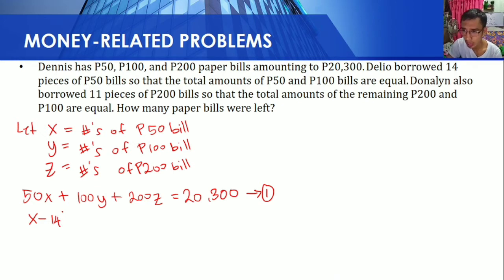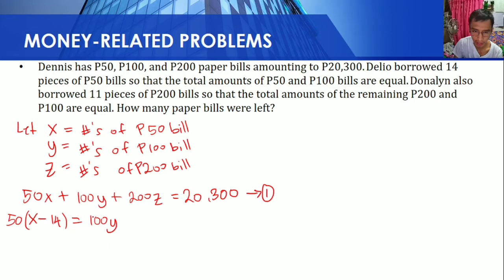So that the total amounts of 50 and 100 bills are equal. So equal na daw siya dun sa number ng 100 peso bill. So ito number ng 50 peso bill, so i-multiply pa natin yan ng 50. So equal na daw sila dun sa 100 peso bill. So that will be 100 times y. So meron na tayong equation 2.